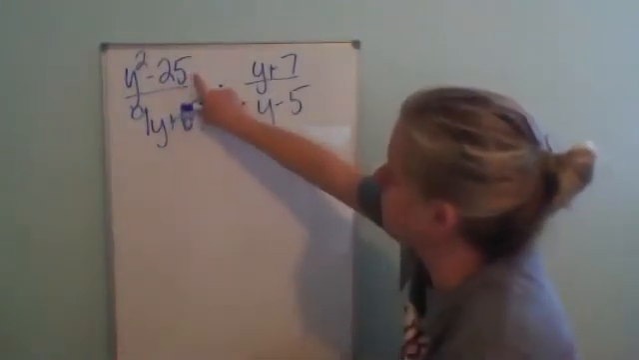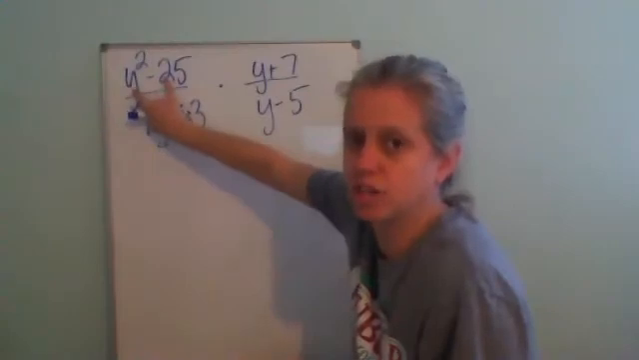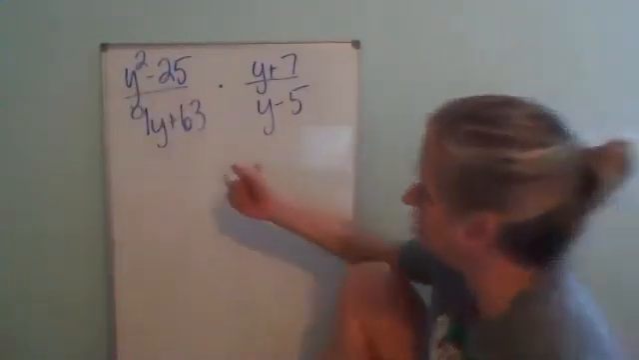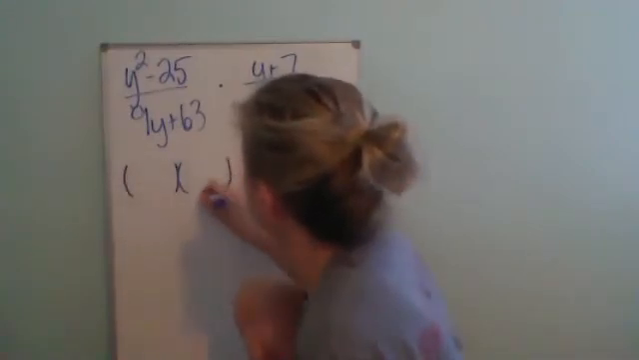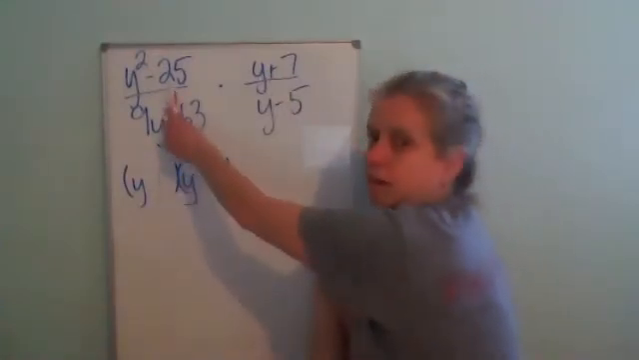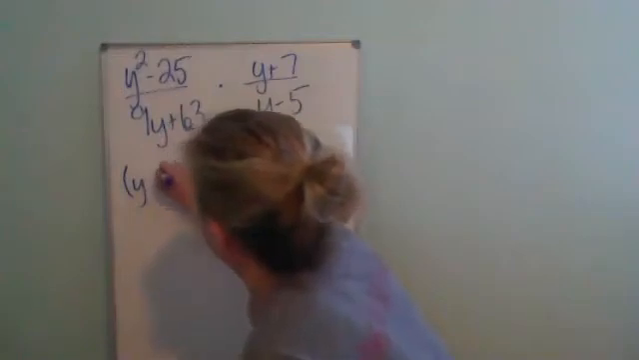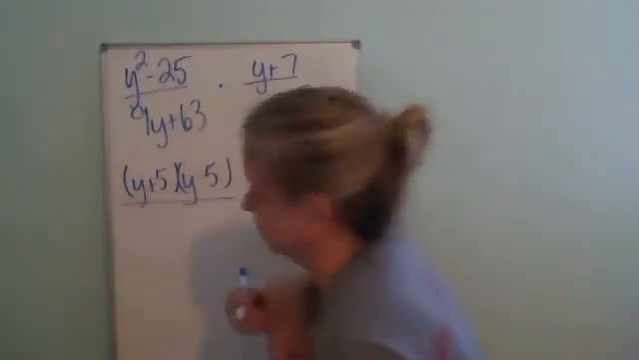So let's see, this top one, look at those two terms and they're both perfect squares. So there's a difference of perfect squares, which means I will have y and y to get the y squared. 5 and 5 is the number that I'm going to use to get to 25. One plus and one minus.